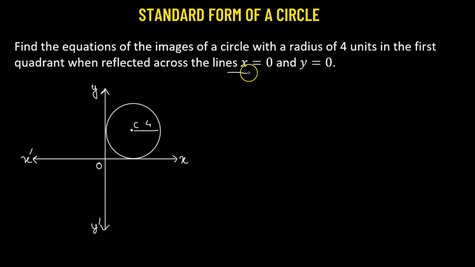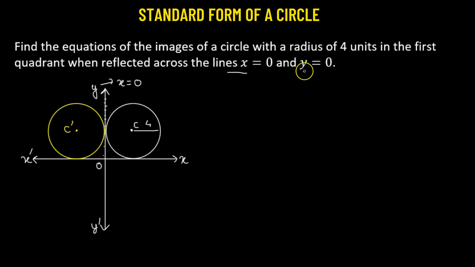So first let's work with x equals 0. The line x equals 0 is actually the y-axis. The y-axis has an equation x equals 0. So we are going to reflect it about the y-axis. So we get a circle in the second quadrant. We're going to call its center C prime, and this circle is also going to have a radius of 4 units. We'll have to determine the equation of the yellow circle.